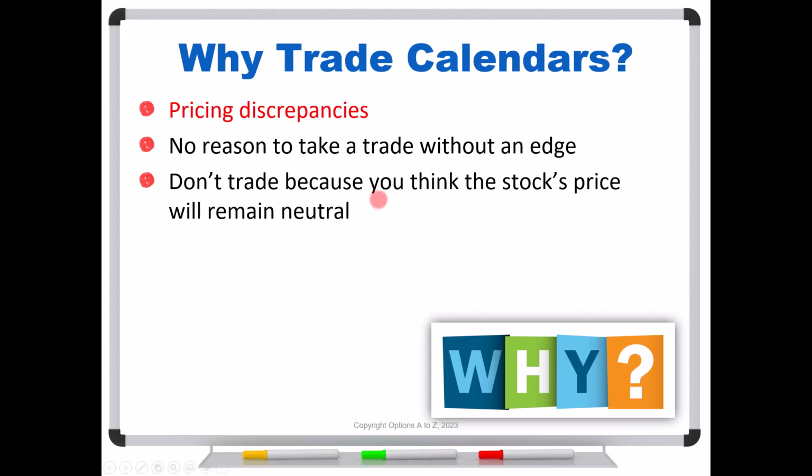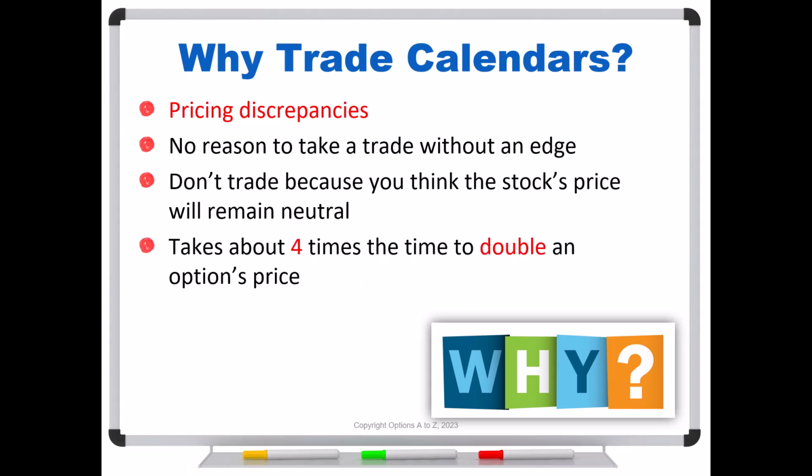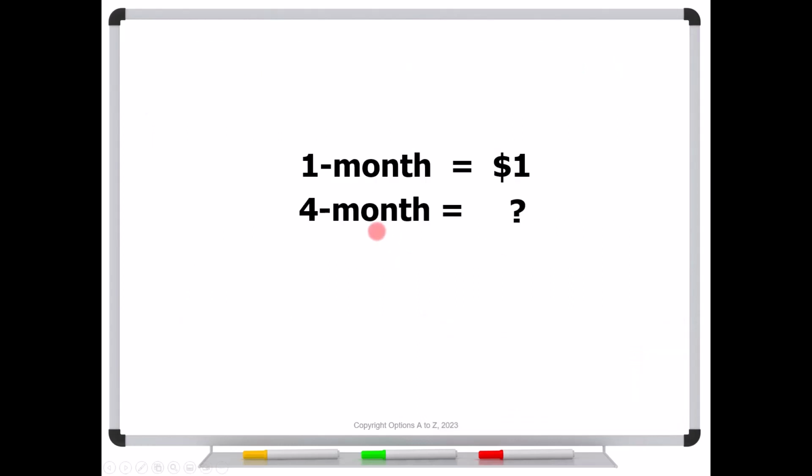All right, so what is this pricing discrepancy that we're talking about? Well, we've talked about it so many times before, the square root pricing rule. What this says is that it takes about 4 times the amount of time to double an option's price. This applies to at-the-money options only, which will usually be the strikes you're using for a calendar spread. So here's what this pricing rule means.